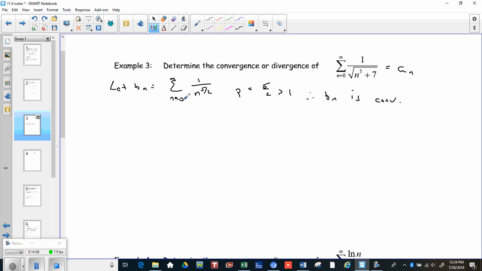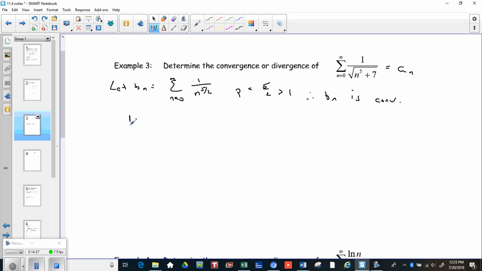Okay, and since I know that b sub n is convergent and b sub n is a greater series than this one, how do I know that? Well, this denominator is getting bigger, so it's a smaller value than this one. Bigger denominator, smaller fraction, so this is going to be a bigger series overall.